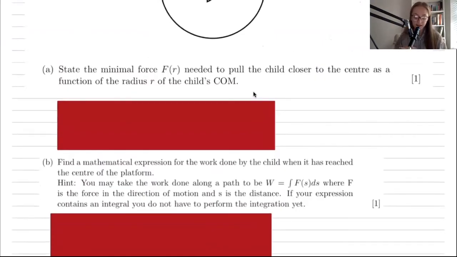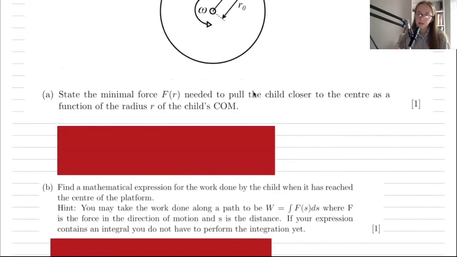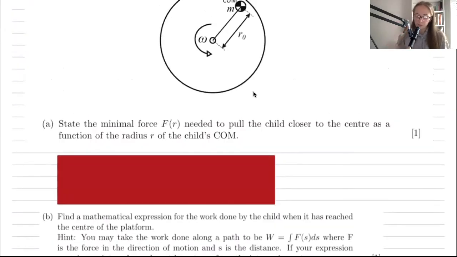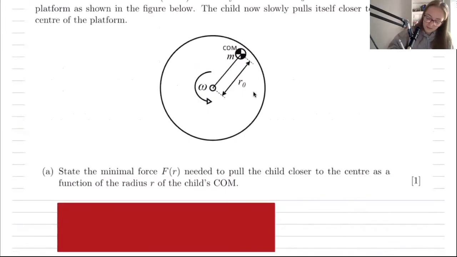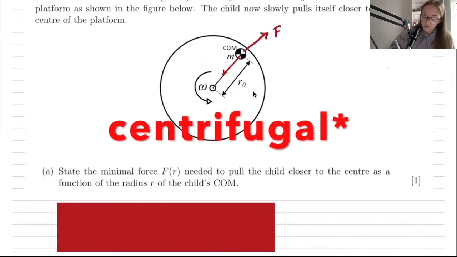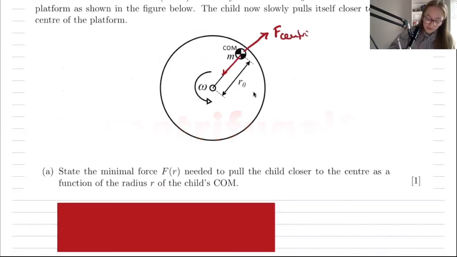So it says, state the minimal force Fr needed to pull the child closer to the center as a function of the radius r, the child's center of mass. So when we think of the minimal force needed, essentially we need to look at the edge where something happens, right? So we need to know what force this child is fighting against. This child is trying to pull itself inwards, but it has some kind of force, centripetal force, forcing it outwards as it spins around.